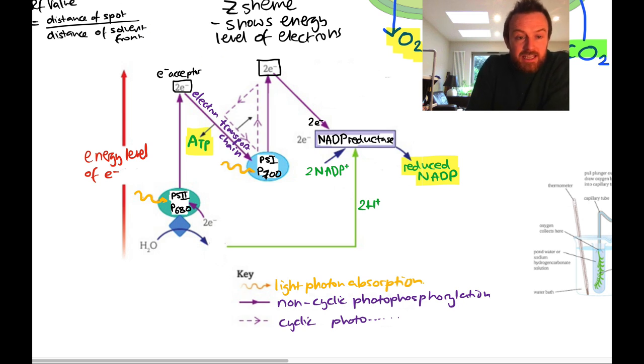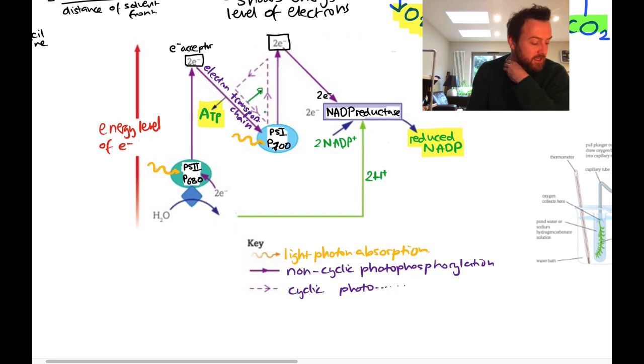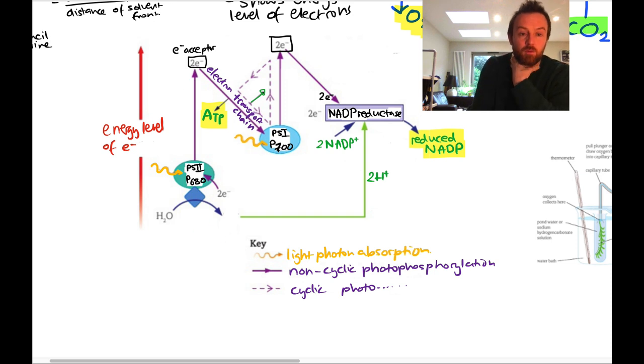Now, ATP can also be produced, there's barely enough room to write it, if it's cyclic. This arrow here just shows you that you can still produce ATP if you go the cyclic route. Now, the one thing I didn't talk about here was photolysis of water. Let's just label that.